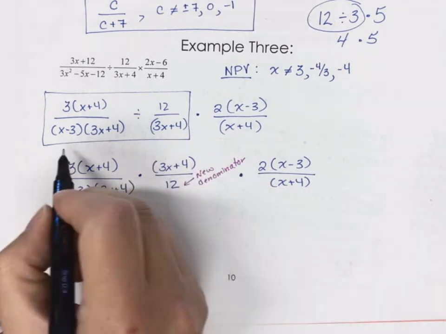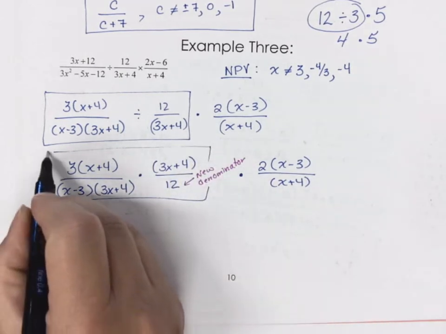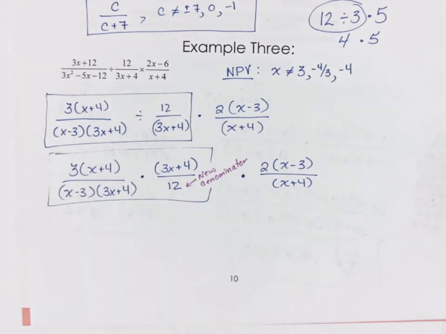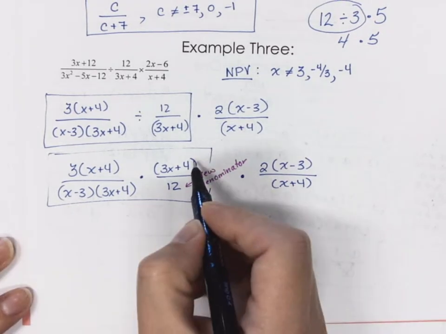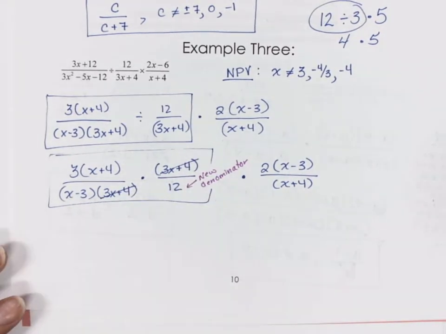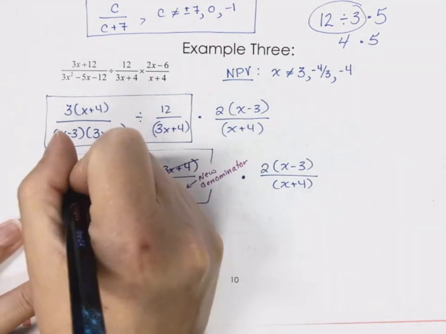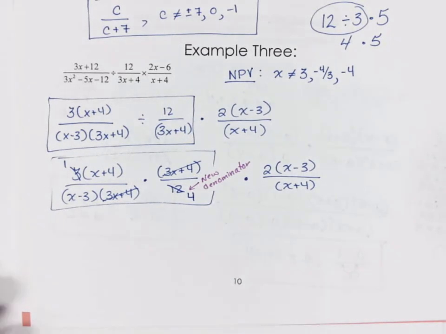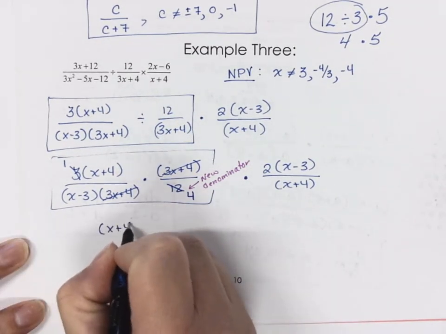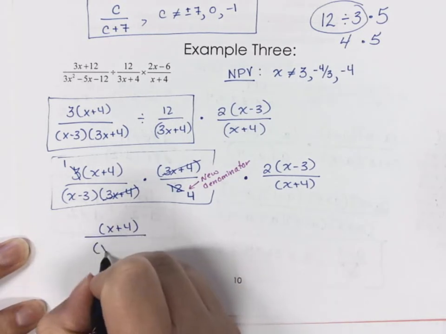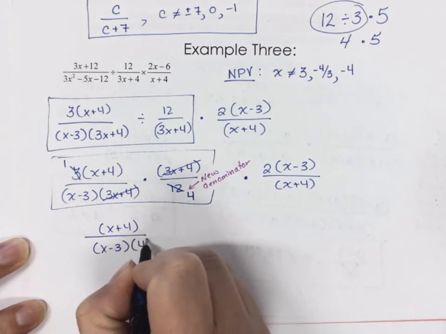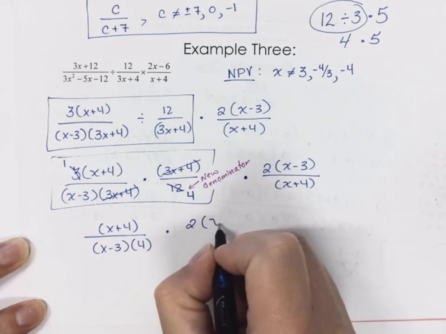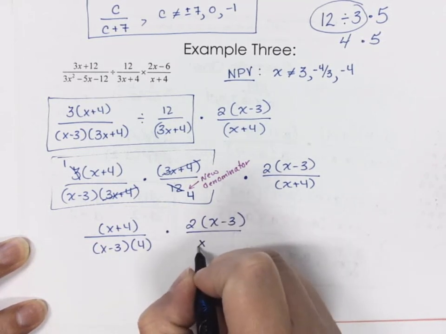Do you guys want to simplify these two first? Would that make more sense? To simplify those two? Okay, so what can I cancel out? Right? Anything else? 3 over 12, right? I can reduce that. 3 over 12 reduces to 1 over 4. So I've got x plus 4 on top, and I've got x minus 3 times 4 times by 2 times x minus 3, x plus 4.